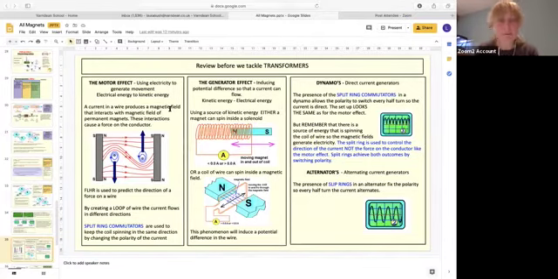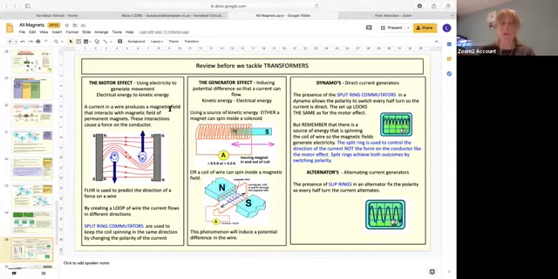So we've got the motor effect. Essentially it uses electricity to generate movement, electrical energy to kinetic energy. Current in a wire produces a magnetic field that interacts with the magnetic field of the permanent magnets. Those interactions cause a force on the conductor. Typical answer to a 3-mark question that many of you got absolutely perfect in those exam questions.